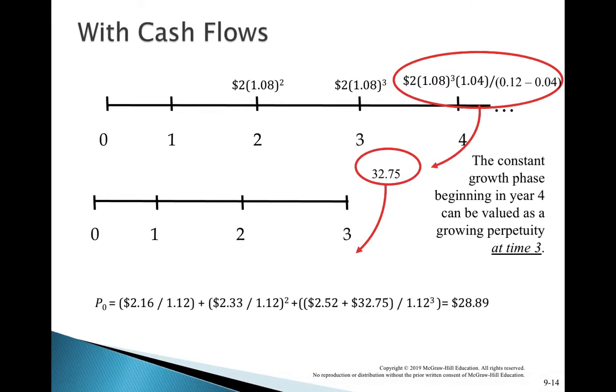Dear students, welcome back. We have discussed the different growth rates for a particular company having 8% growth for the first 3 years, then 4% growth forever, having the current dividend paid as $2, cost of capital 12%.